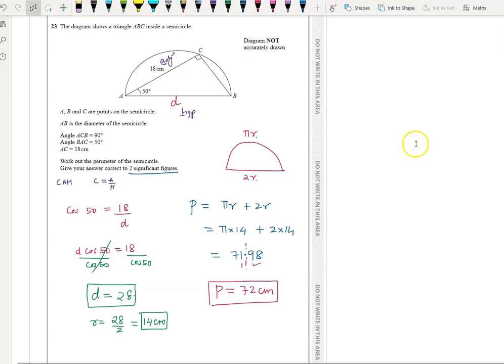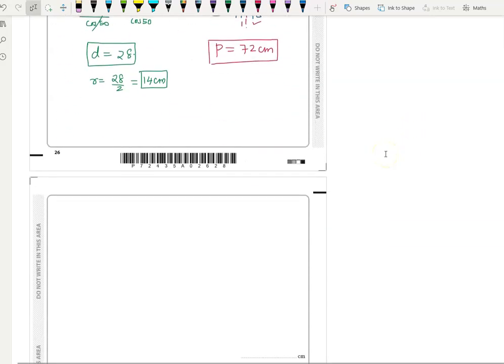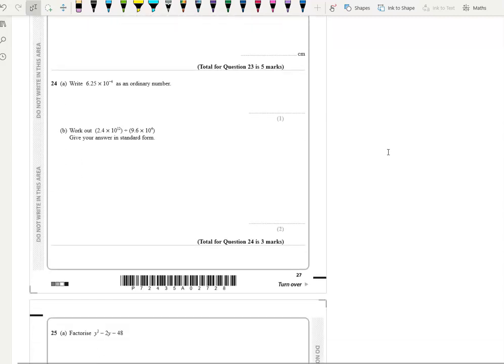Okay, next one. Question number 24. Write 625 times 10 raised to minus 4 as an ordinary number. Now it's very easy. The power is negative 4, so you write 4 zeros, 1, 2, 3, 4, followed by your digits 6, 2, 5, and after the first 0 put the decimal point. So that's it, this is your answer.